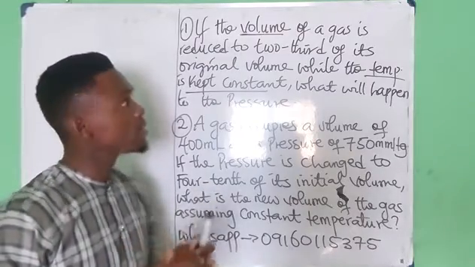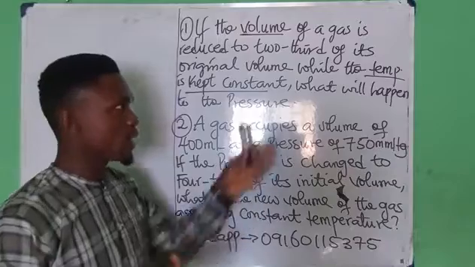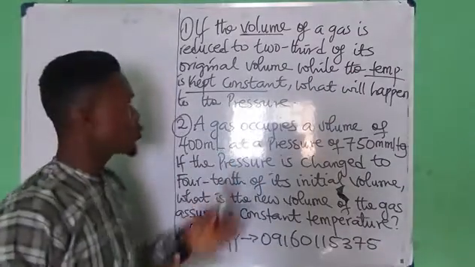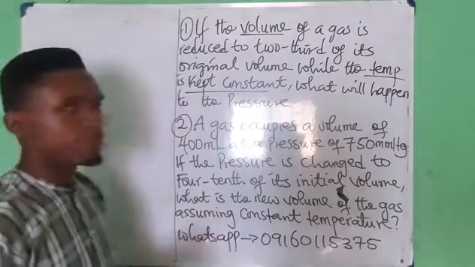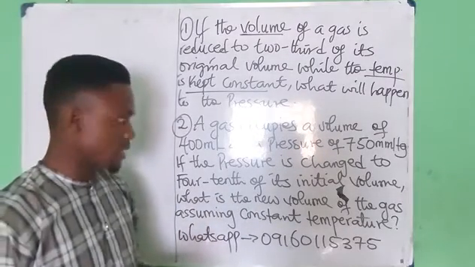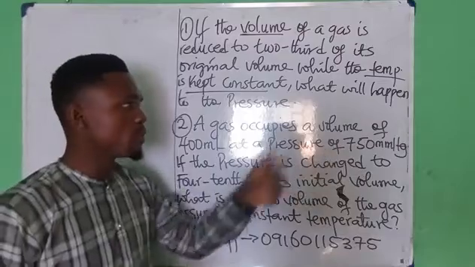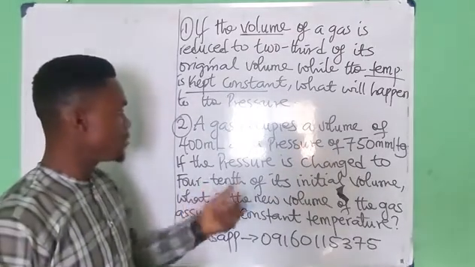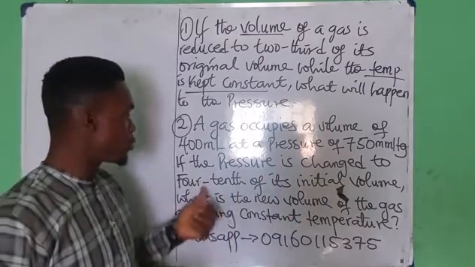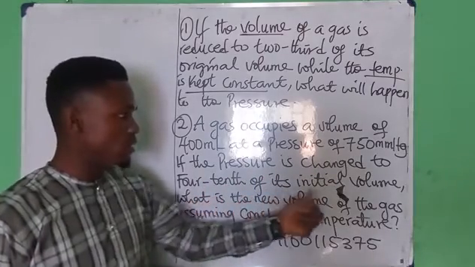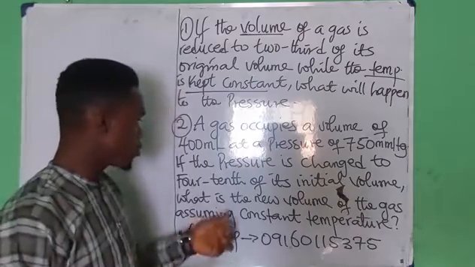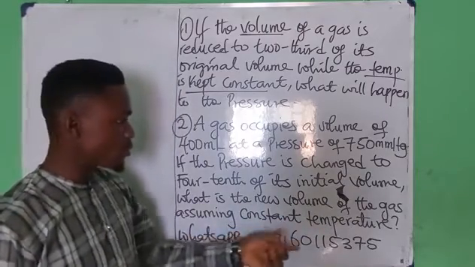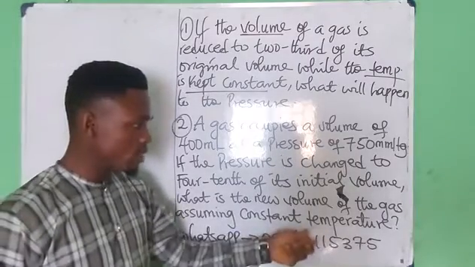Number two, a gas occupies, and of course, you know that Boyle's law shows the relationship between volume and pressure, right? Volume and pressure at constant temperature. Take note of that. A gas occupies a volume of 400 milliliter at a pressure of 750 millimeter mercury. If the pressure is changed to 4/10 of its initial volume, what is the new volume of the gas? Assuming constant what? Temperature.